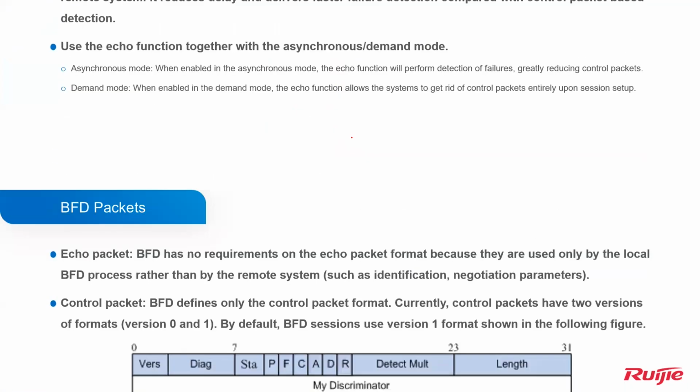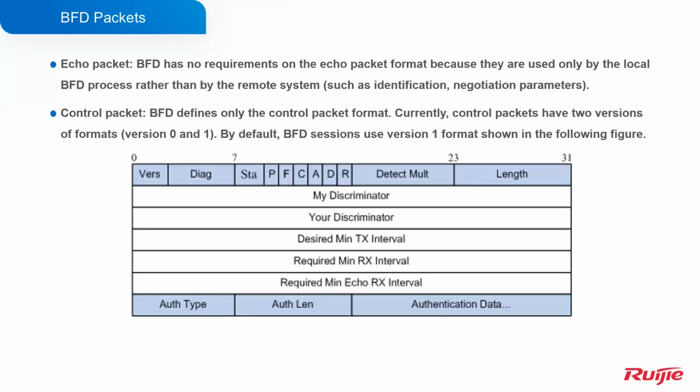And next, let's see. When we introduced the setup of the BFD session and the path failure detection, we mentioned the BFD packets, and we said they support different functions, so they have different fields. At this part, we are going to introduce them in detail. Let's see. For the BFD packets, the first type is the echo packet. BFD has no requirements on the echo packet format because they are used only by the local BFD process rather than by the remote system.